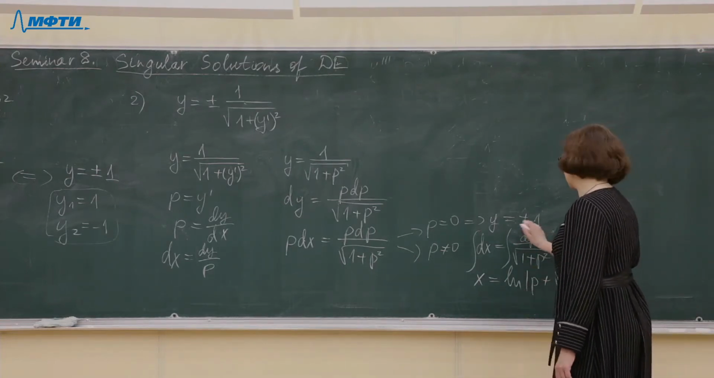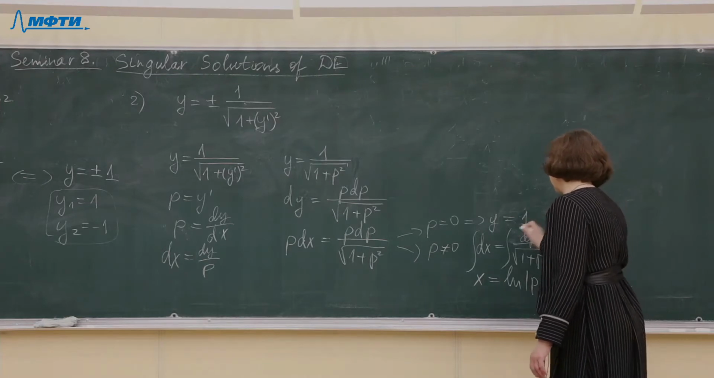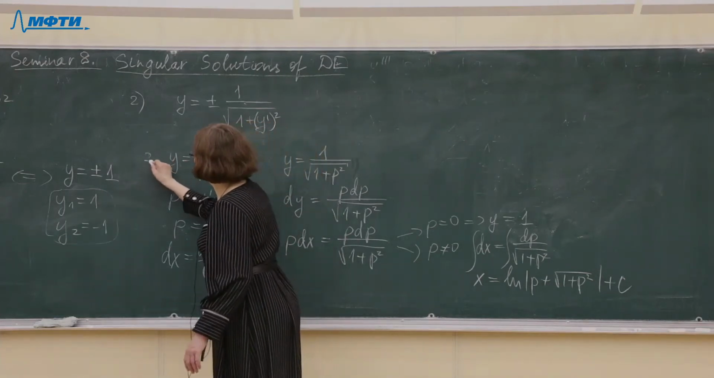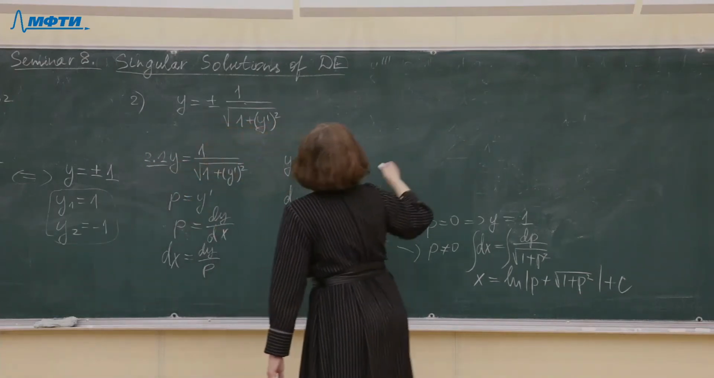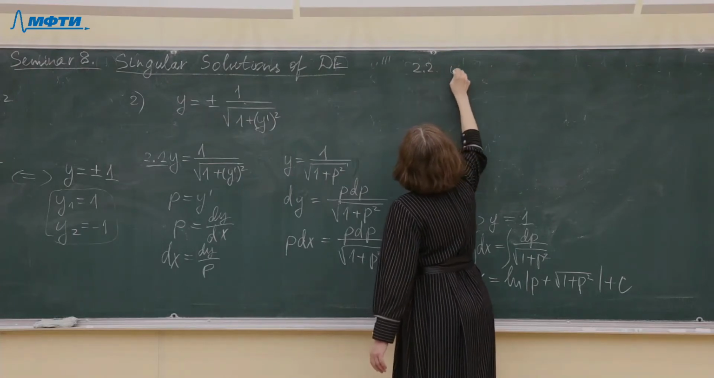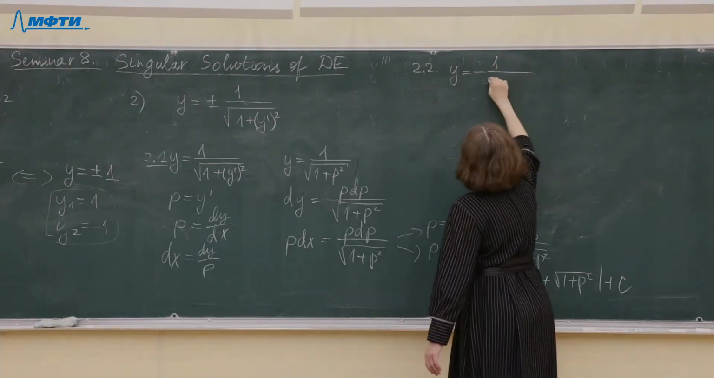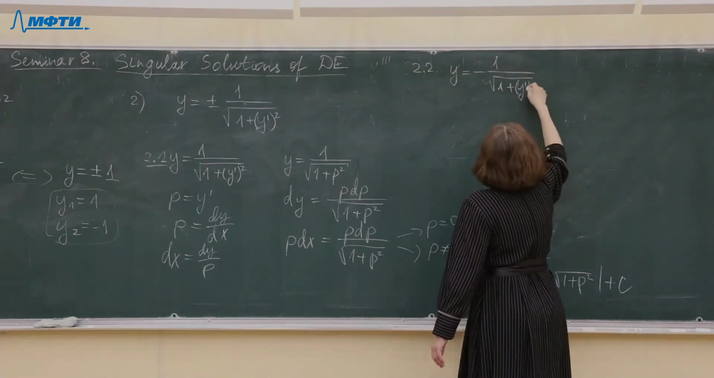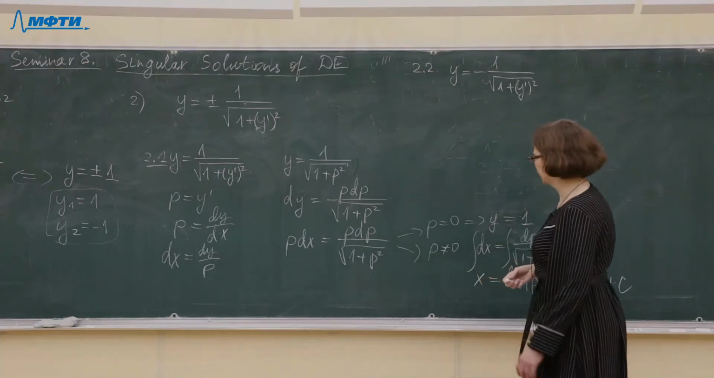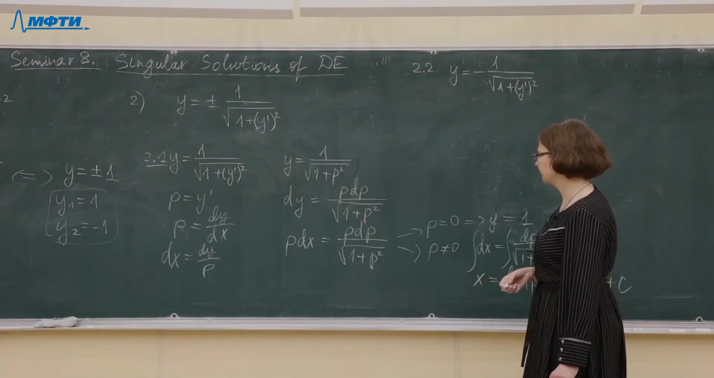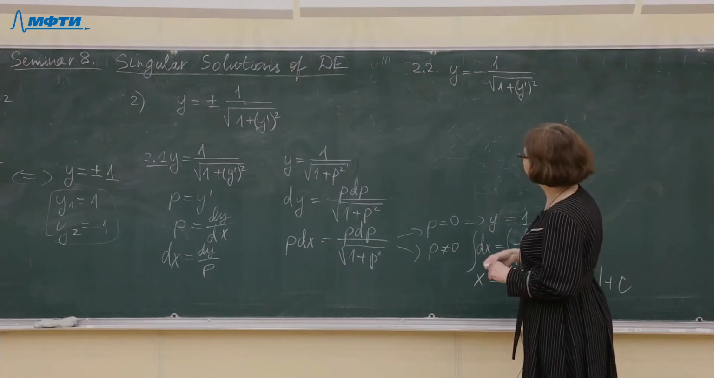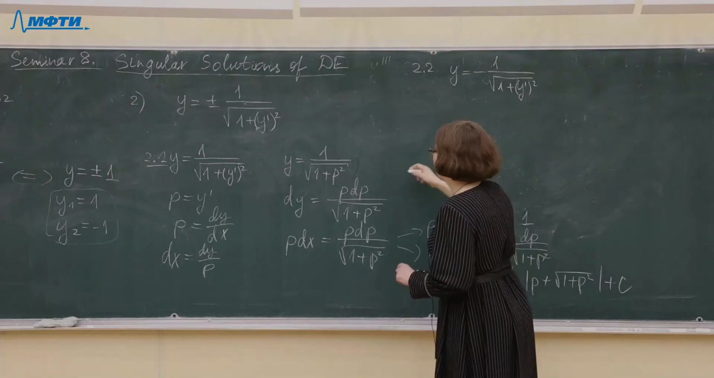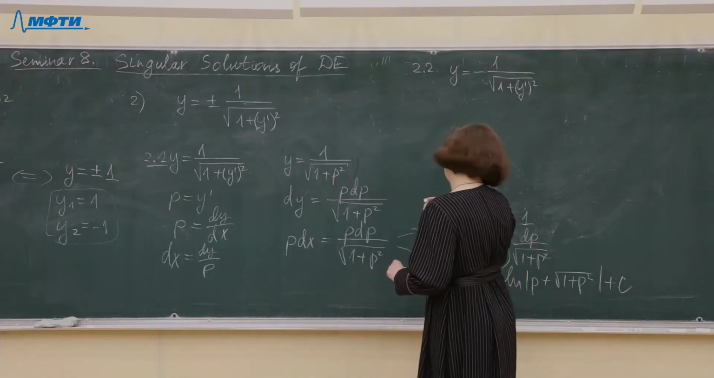So not minus, it's only 1, right? So it's case 2-1, and for the case 2-2, when y equals minus 1 over root 1 plus y prime squared, performing the same manipulations, we will get the answer. In just a moment.